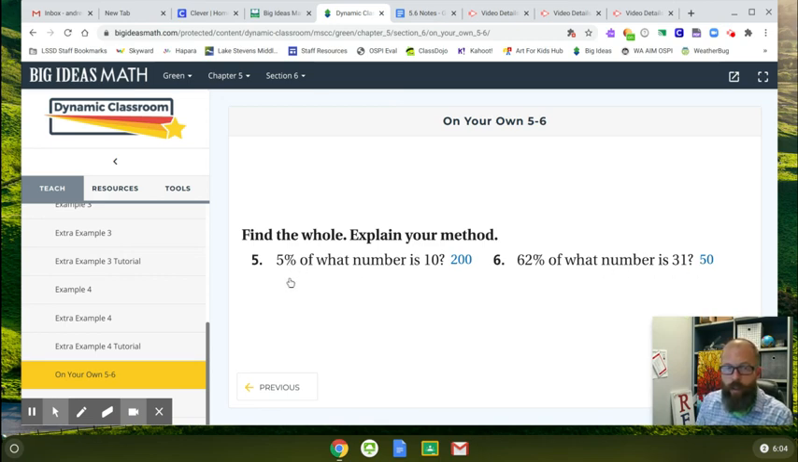This one, you put 5 over 100, and then 10 over something, and then 5 times 2 is 10, so 100 times 2 is 200. A lot of stuff there. So make sure that you have your notes and I would use the method that works best for you. If you like a table, great. If not, use multiplication and division and fractions because we've been doing a lot of fractions and converting and all that stuff.